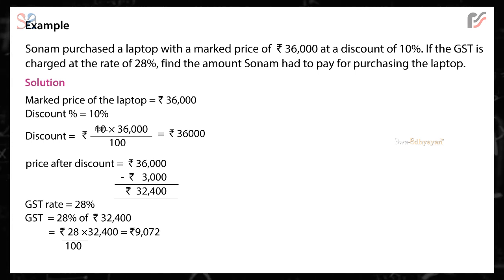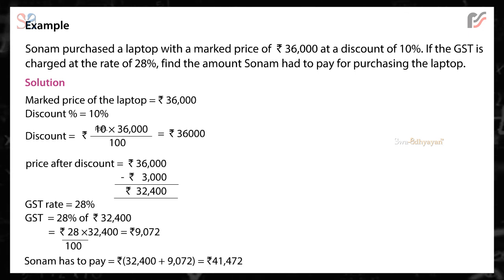GST is equal to 28% of rupees 32,400, which is equal to rupees 28 by 100 multiplied by 32,400, which is equal to rupees 9,072. Sonam has to pay rupees 32,400 plus 9,072, which is equal to rupees 41,472.